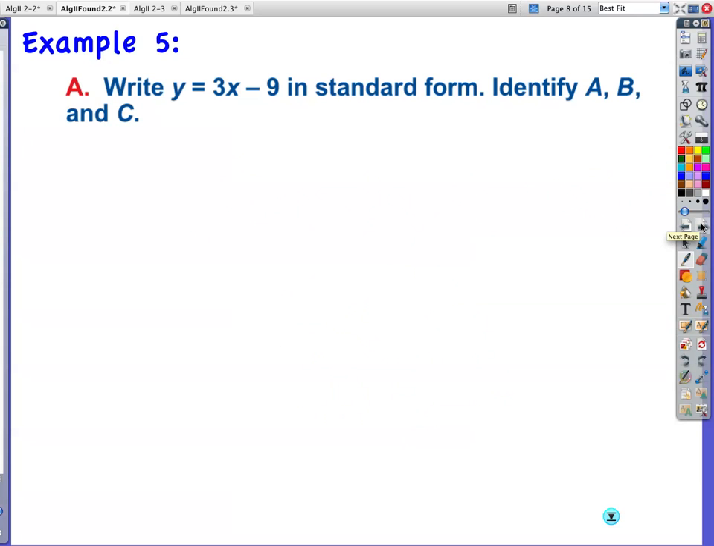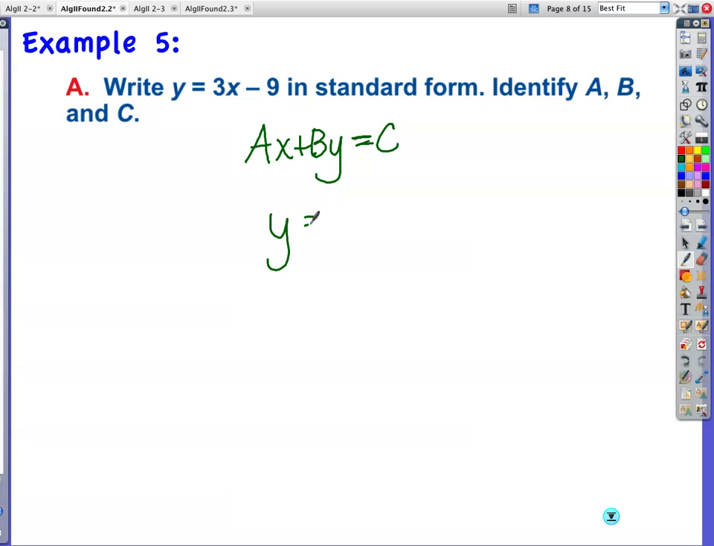All right, let's go with this. y equals 3x minus 9. Put it in standard form and identify a, b, and c. So we want it to look like this. I want my x's and my y's on the left side of the equal sign. Here is my equal sign. My y is already over there. It's this that's got to get moved.